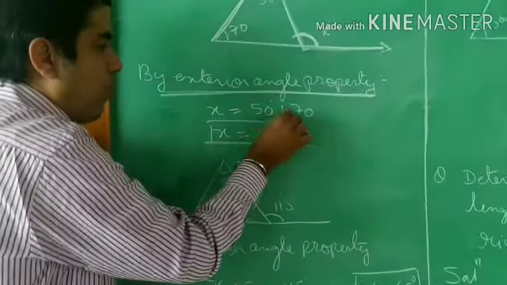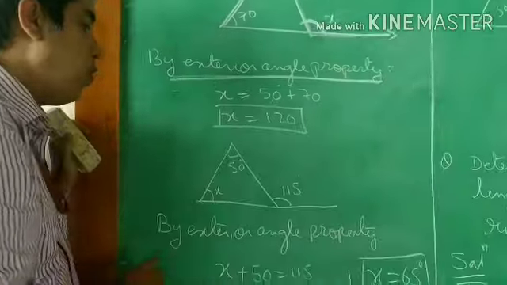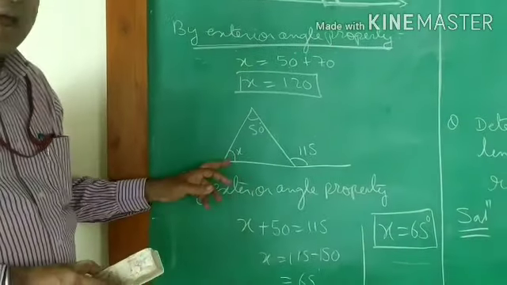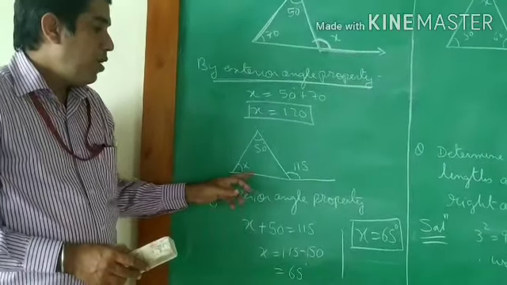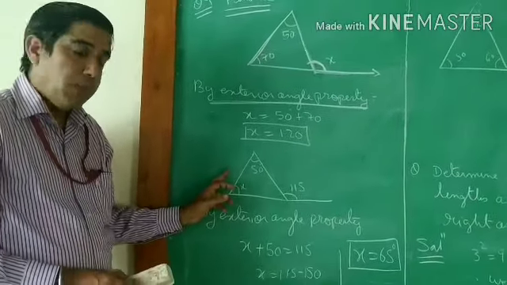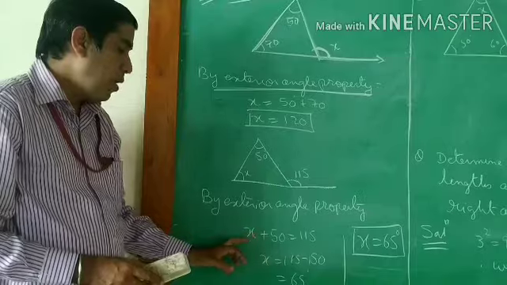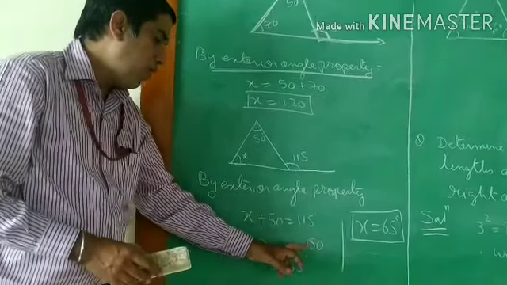What is the answer? 50 plus 70 is 120. Now here you can see I am actually finding the interior angle, but I am using the same property. So by exterior angle property, x plus 50 is equal to 115 degrees.